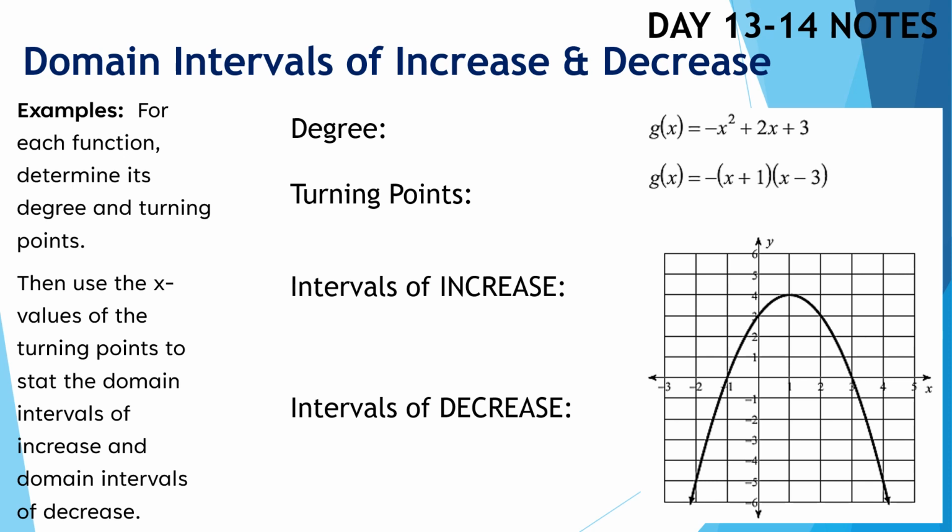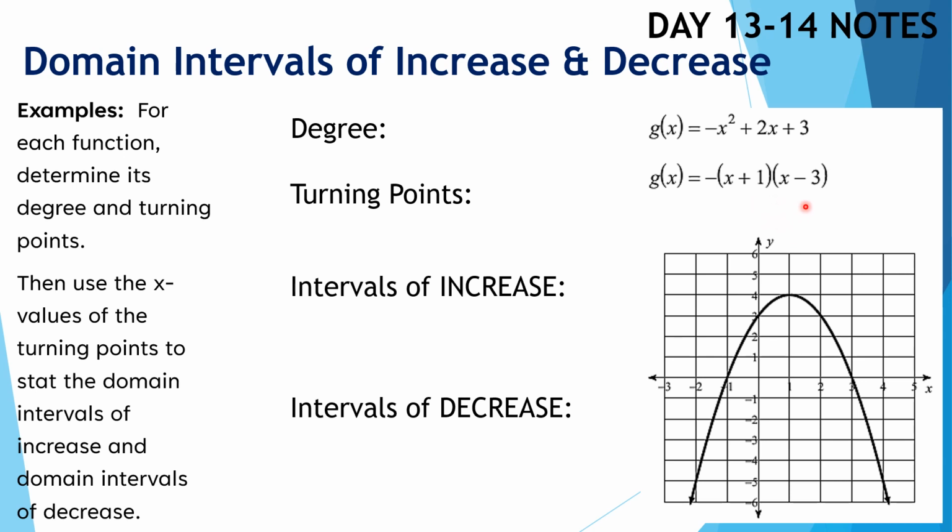So for each of these next four, we're going to look at the functions, determine their degree and turning points, and then we will use the x values of those turning points so that we can state the domain intervals of increase and decrease. So our first one is g of x equals negative x squared plus 2x plus 3. That is standard form. You'll see below that we also have this in factored form. And when we're in factored form, that actually does help us determine those x-intercepts at (-1, 0) and at (3, 0), which are the opposite values of the factors.